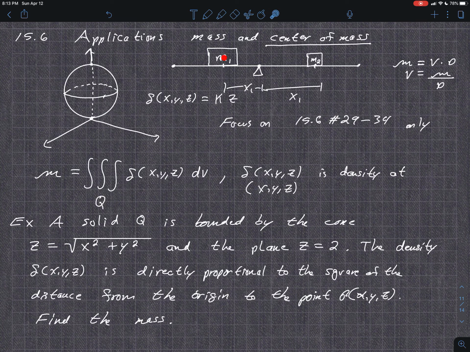So the basic idea is if you have a system with the point mass concept, M1, M2, and then its distance from the balance point. You do the product times M1, product times M2, and that gives you the moment. So we're not going to do that a lot. What we're going to focus on is calculating mass with a varying density.